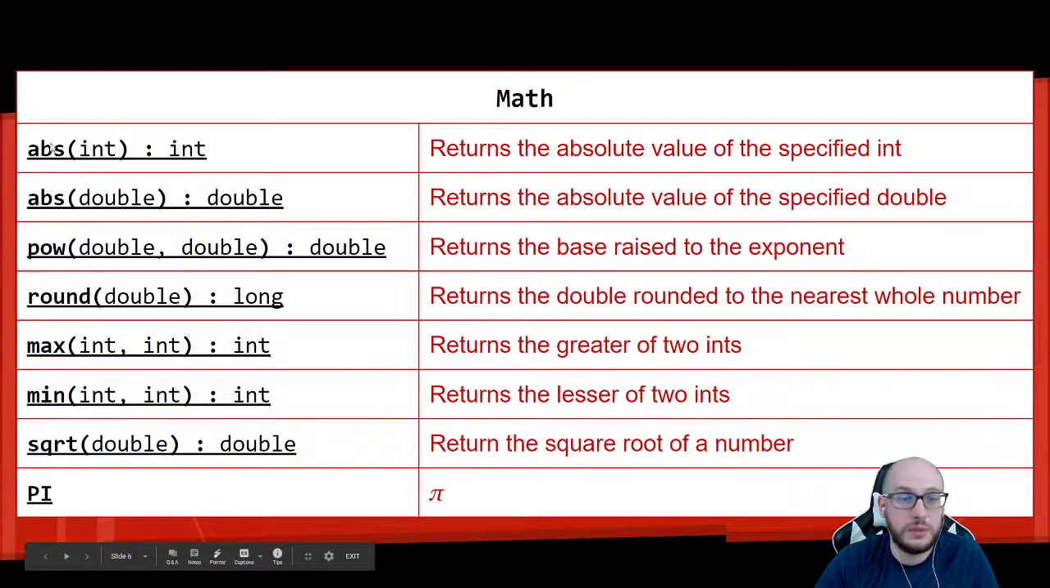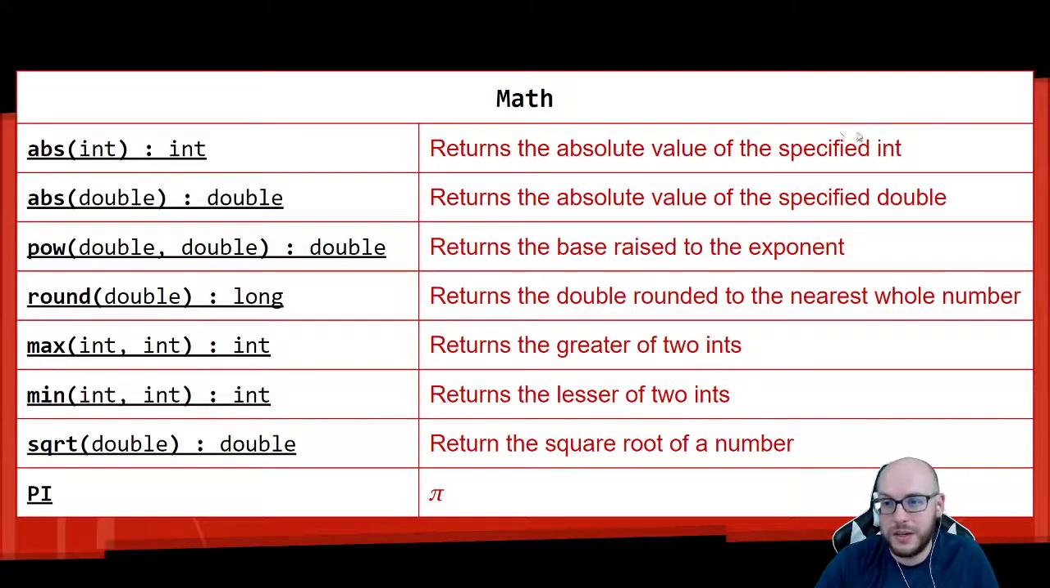We see abs, which was the absolute value as we saw, returns the absolute value of the specified int. Specified in this case means what you're passing in as a parameter, as an input. This method, this command is going to take in one integer. It's going to return an integer. Here we see abs again. It takes in a double. It's going to return a double. The data type basically changes which version you're using.